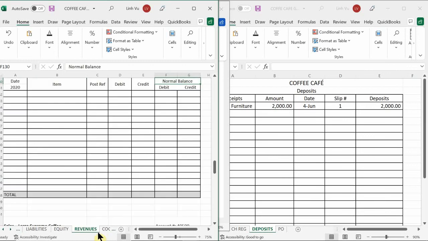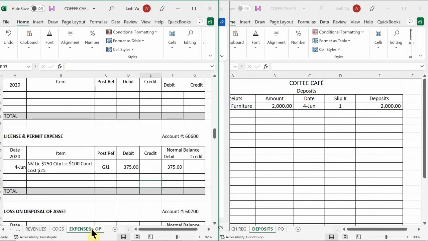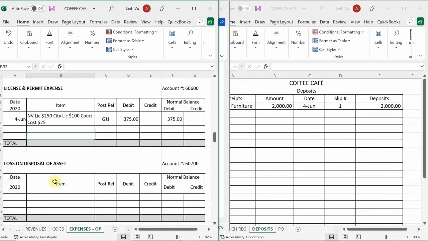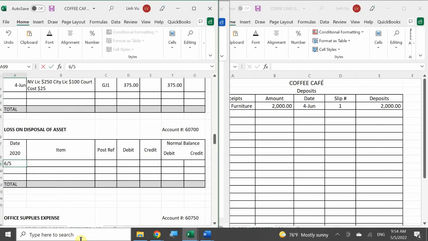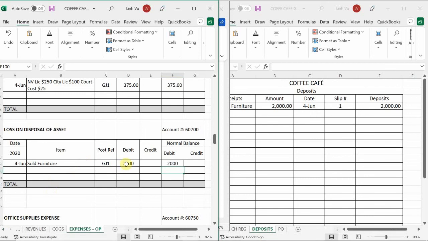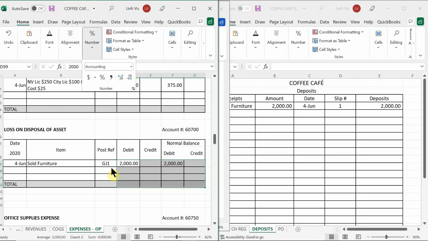Then we're going to go to loss on disposal of assets. So it's very important that we do this in the exact order. So here you go. It's right under my license, right? So we sold our furniture. Right? We're still in general journal number 1. So we end up losing $2,000. So that means that's $2,000 I spent for the company. And I lost it due to selling my furniture, right?